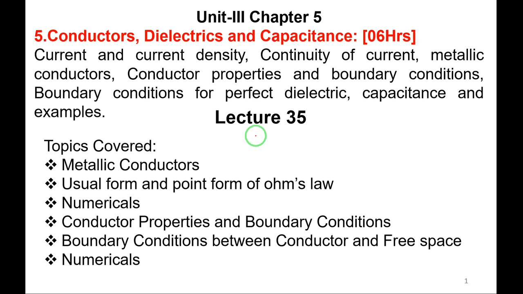In today's lecture, what we are going to cover: metallic conductors. Already we are familiar with the usual form of Ohm's law. We will see the point form of Ohm's law. Next we'll solve a few numericals based on that. Then we'll see the conductor properties and the boundary conditions, and we'll have a look at the derivation of the boundary conditions between conductor and free space, right? If time permits, we'll solve a few numericals.